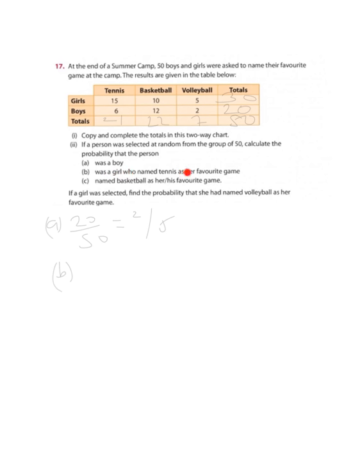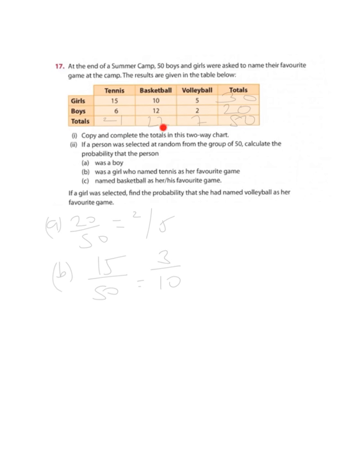The B part then, they said, what's the probability that the person selected was a girl who named tennis as her favourite game. So it's a girl who named tennis. You go to girls and tennis, that's 15. Remember, you always put probability out of the total. So that would give me 15 out of 50. And again, remember, we always break it down to its simplest form. Okay, so 5 will go into both of them, so that would give me 3 out of 10.